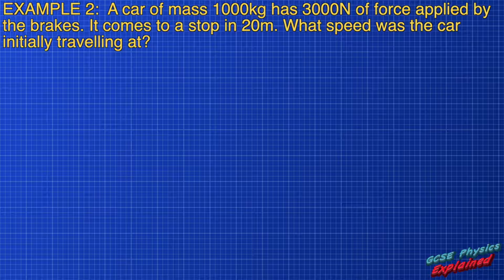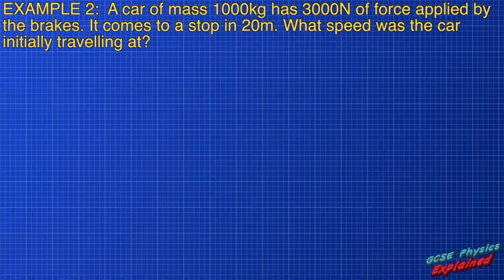Here's the last example. A car of mass 1,000 kilograms has 3,000 newtons of force applied by the brakes, and the car comes to a stop in 20 meters. That's the braking distance. What speed was the car initially travelling at?